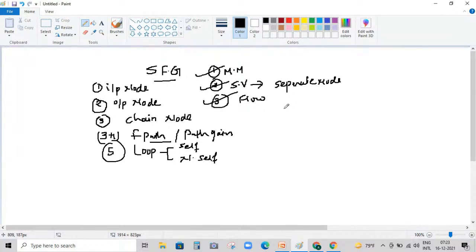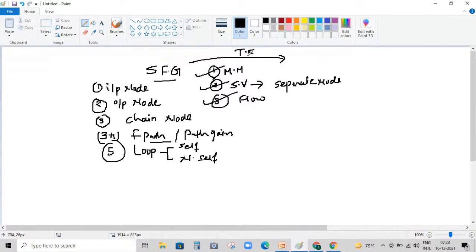So all these points are very important in order to understand the concept of Mason's gain formula, because ultimately our second objective is how to obtain the transfer function if we know the signal flow graph for a given system.